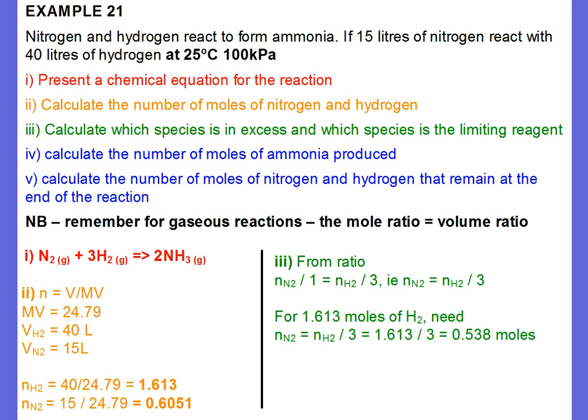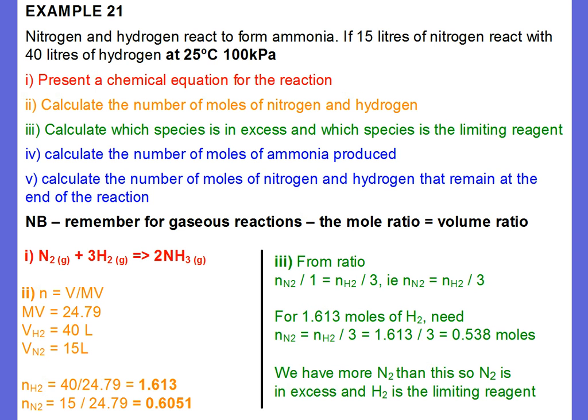But if you look over here, we've actually got more nitrogen than that. And what that means is we've got more nitrogen than required, so therefore nitrogen is in excess, and that means that hydrogen must be the limiting reagent. It means the hydrogen is going to run out before we've completely run out of nitrogen. So this is how you figure out the excess and limiting. The chemical that runs out first, in this case hydrogen, is limiting. The one we've got too much of is the excess, the nitrogen.